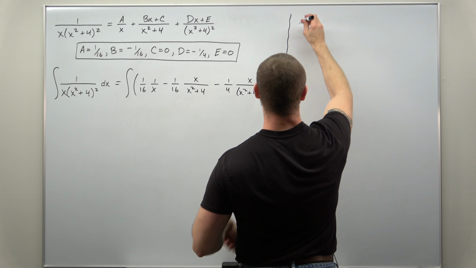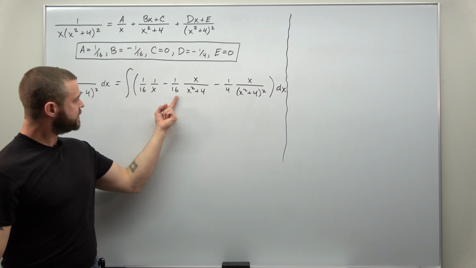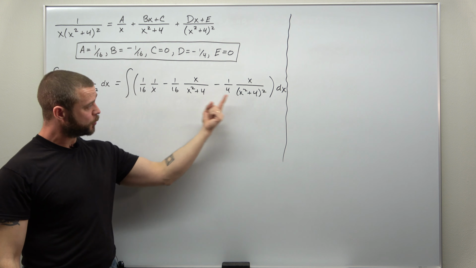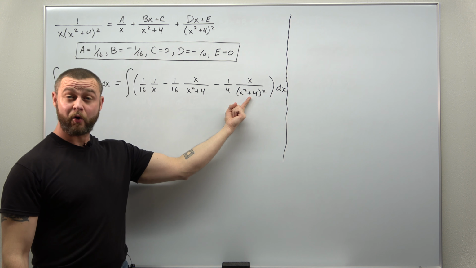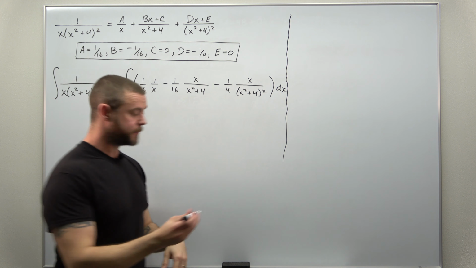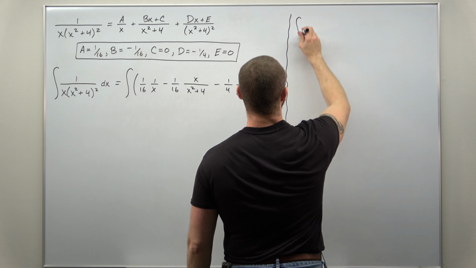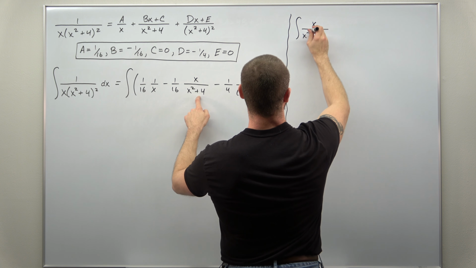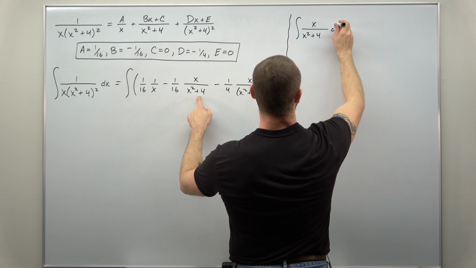All right, so for our first integral, we'll ignore the fractions in front and just focus on x over x squared plus 4, and then x over x squared plus 4 squared. All right, our first integral, x over x squared plus 4.